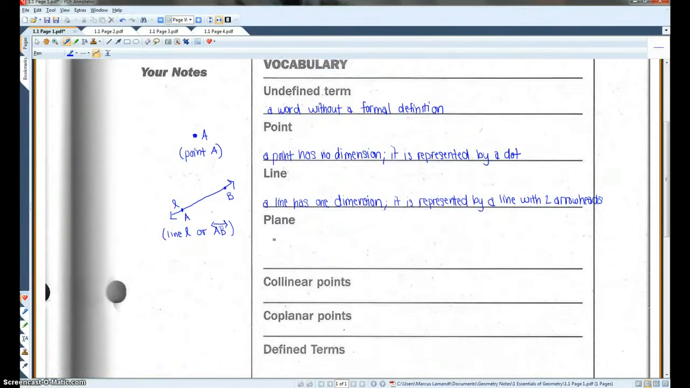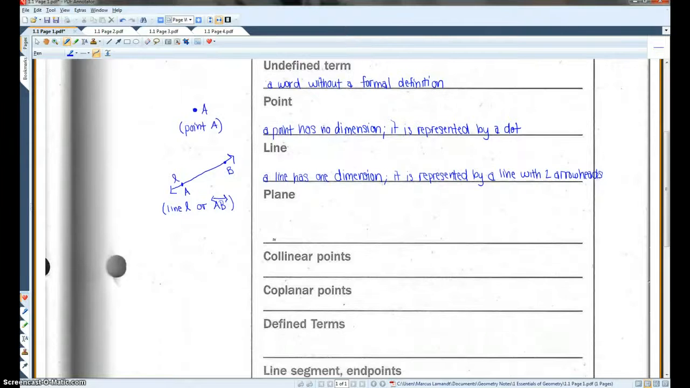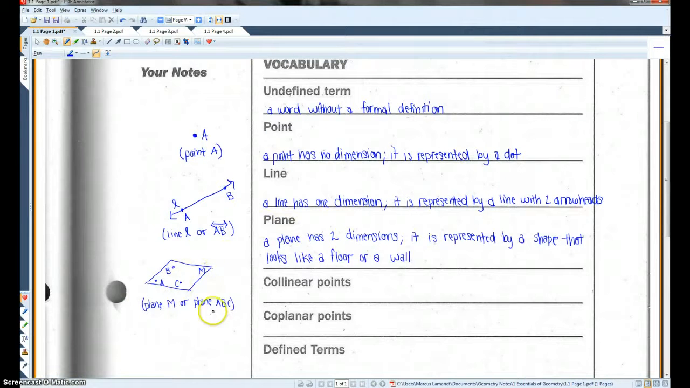Okay? Alright, a plane. A plane has two dimensions. It is represented by a shape, looks kind of like a floor or a wall. Okay, this would be an example of a plane. We could call this plane M, the M in the little corner over here, or you can name it by any 3 points contained in the plane. In this case, I made points A, B, and C, so we could call it plane ABC, or BCA, CBA, any combination of these letters.